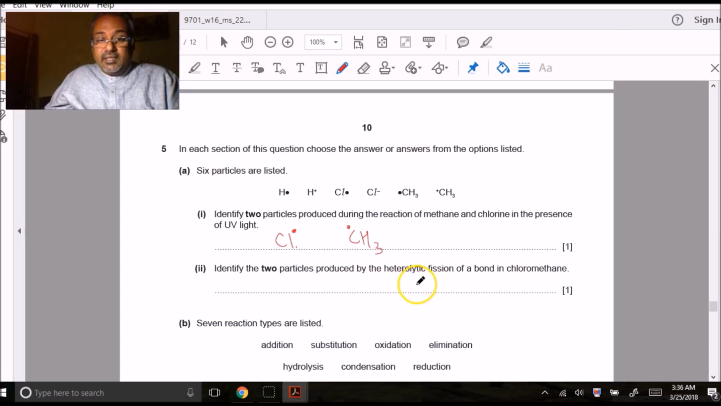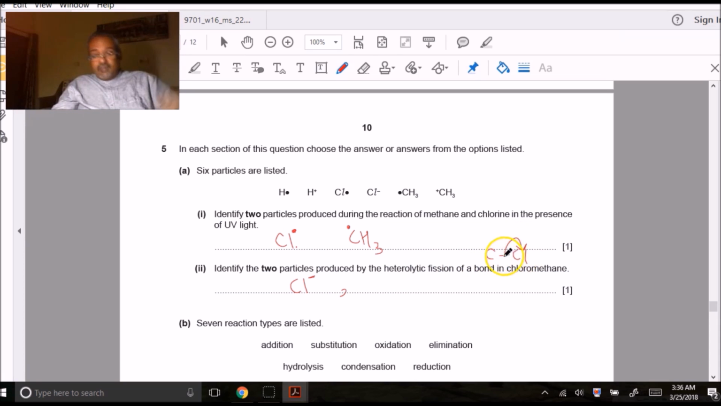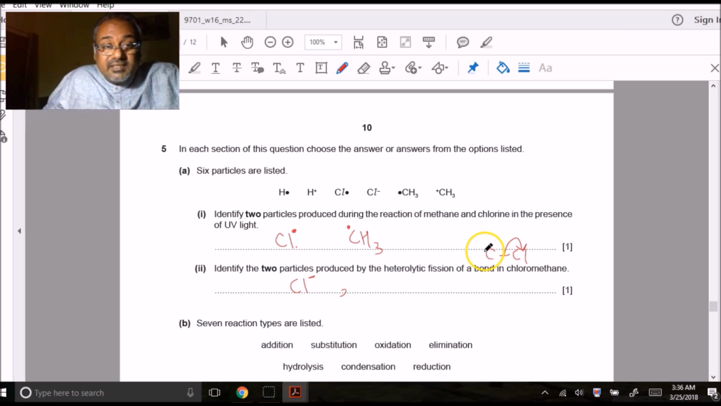Two particles you would get in a heterolytic fission of a bond in a chloromethane. That's basically a C-Cl bond. In a heterolytic fission, remember, both the electrons are going to be with the more electronegative atom. That means I should get a negative ion and a positive ion. So I should get a negative ion, which is Cl minus. And now once the electrons have been pulled away, this carbon picks up a plus charge, so I should get this one. This is called a carbocation, so CH3 plus. So that's the good answer there.